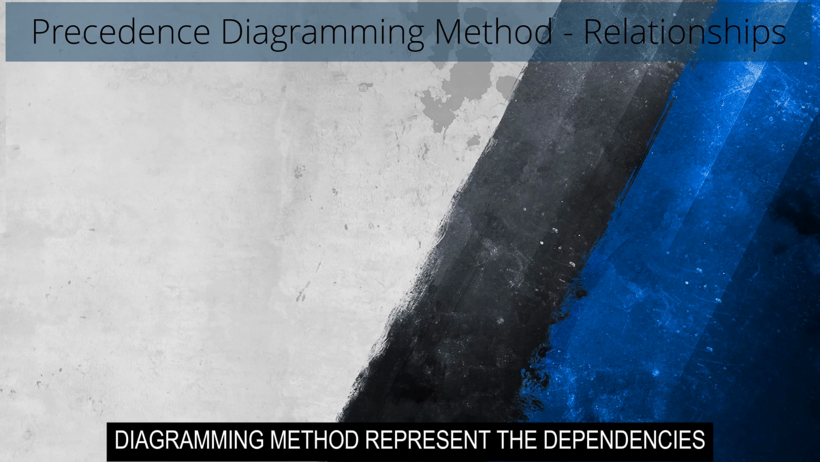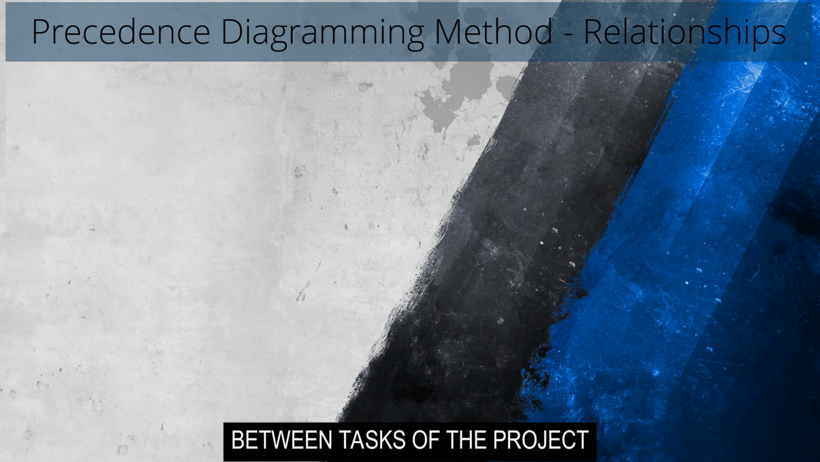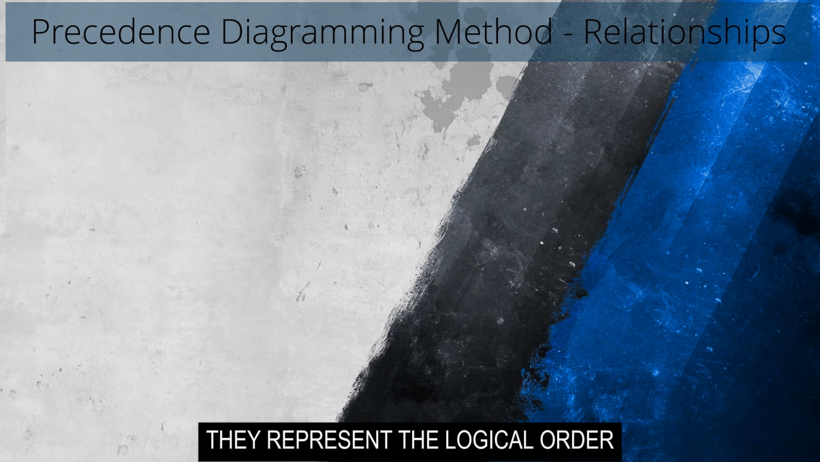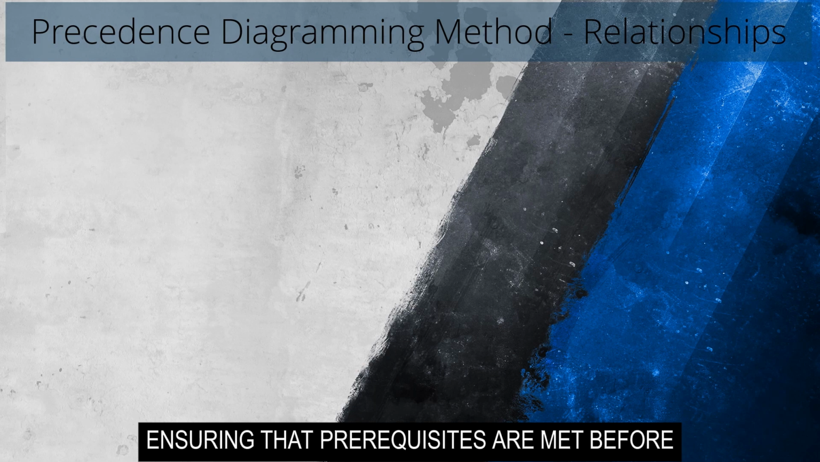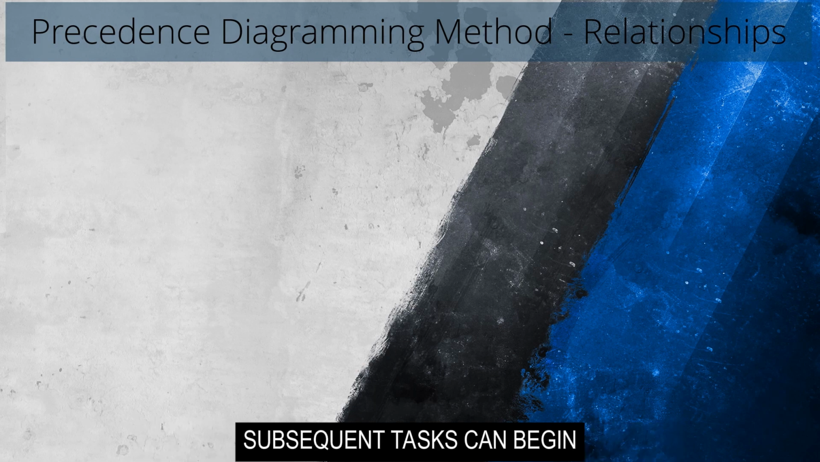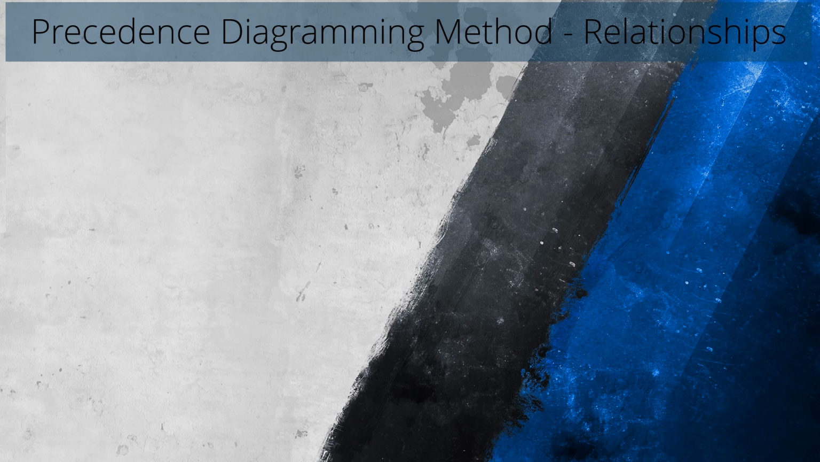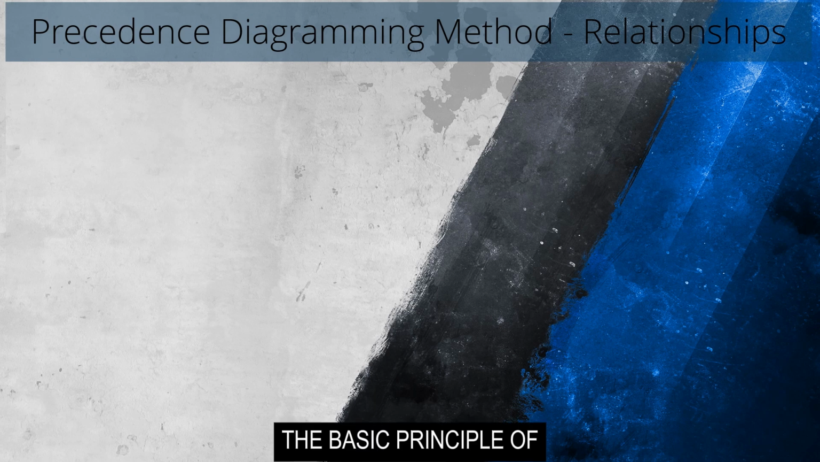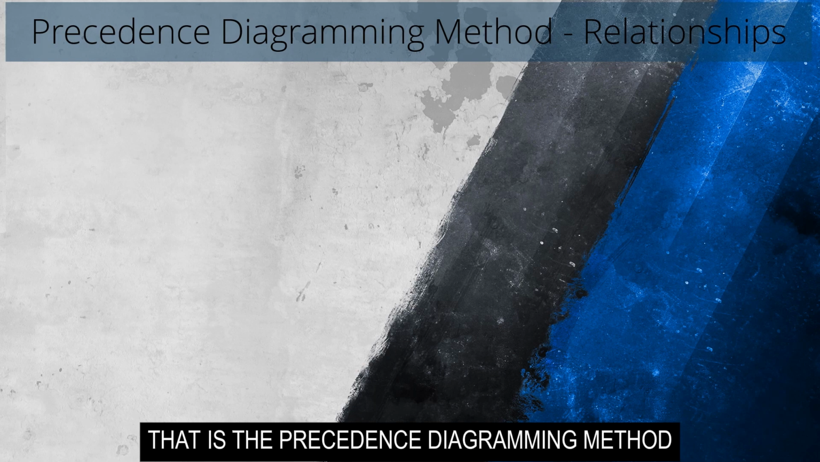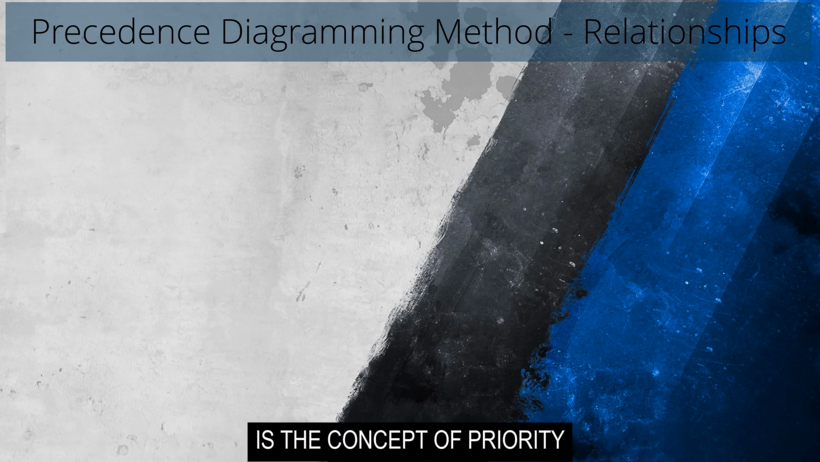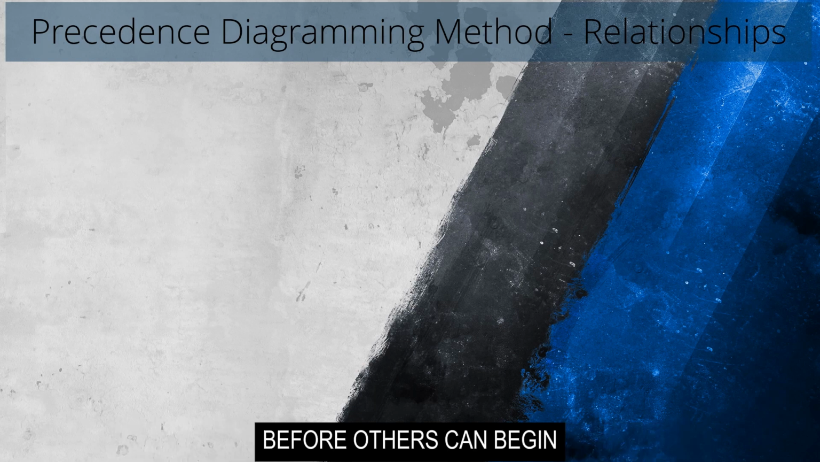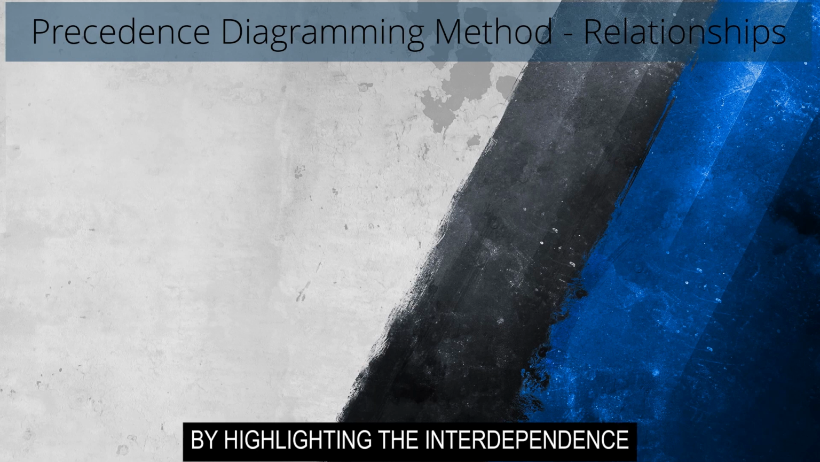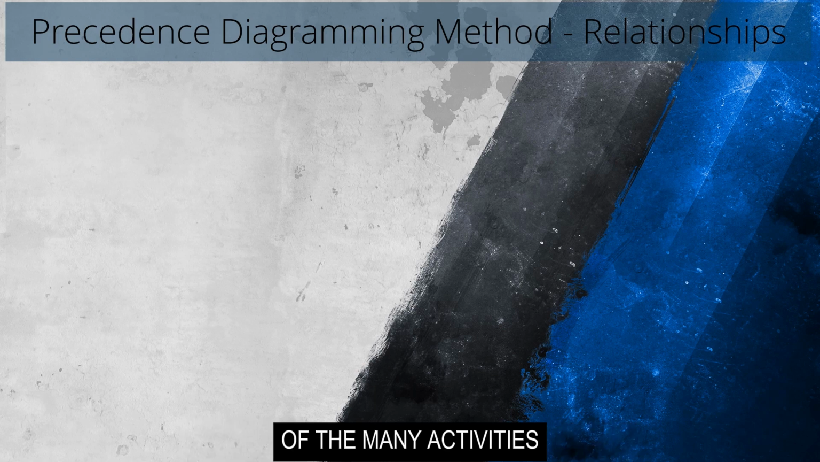Relationships in the precedence diagramming method represent the dependencies between tasks of the project. They represent the logical order in which activities should be carried out, ensuring that prerequisites are met before subsequent tasks can begin. The basic principle of PDM, that is, the precedence diagramming method, is the concept of priority, which states that some tasks must be completed before others can begin.